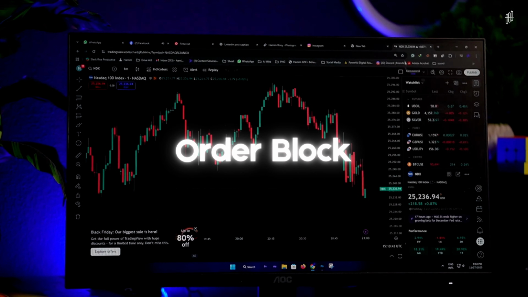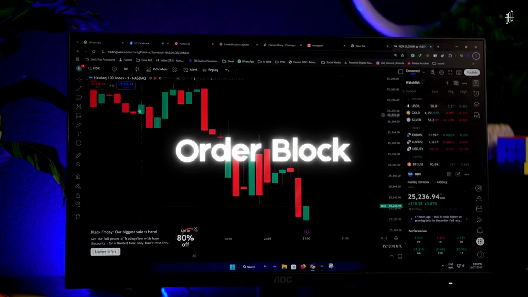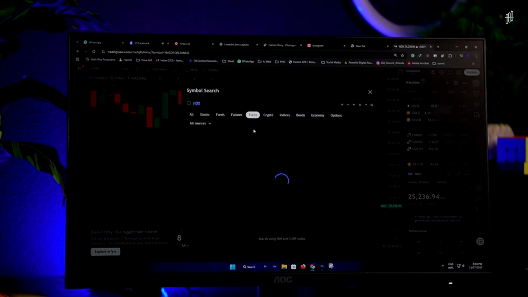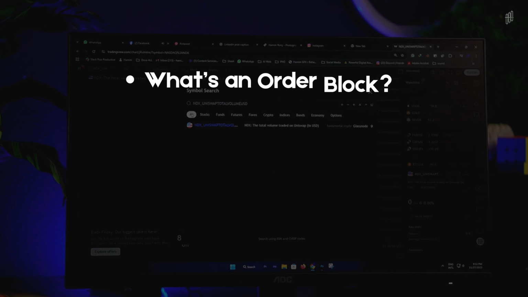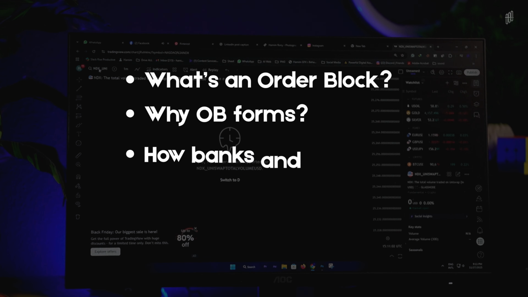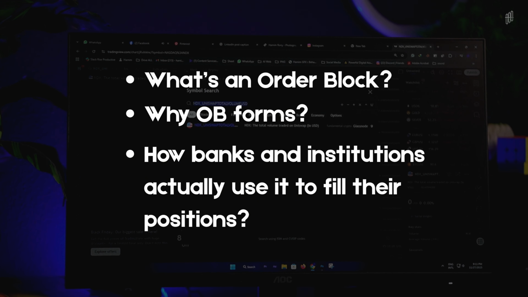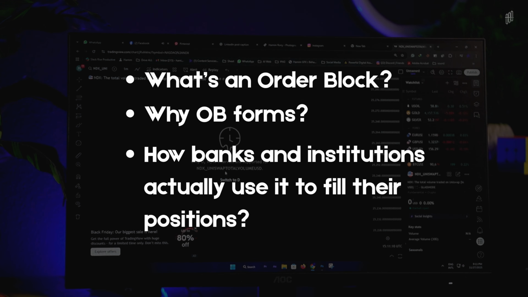And before you click off thinking this is just another indicator video or another recycled Forex tip, it is not. This is one of the core concepts inside ICT methodology, Inner Circle Trader. And when you truly understand what an order block is, why it forms, and how banks and institutions actually use it to fill their positions, you will never look at a price chart the same way again.